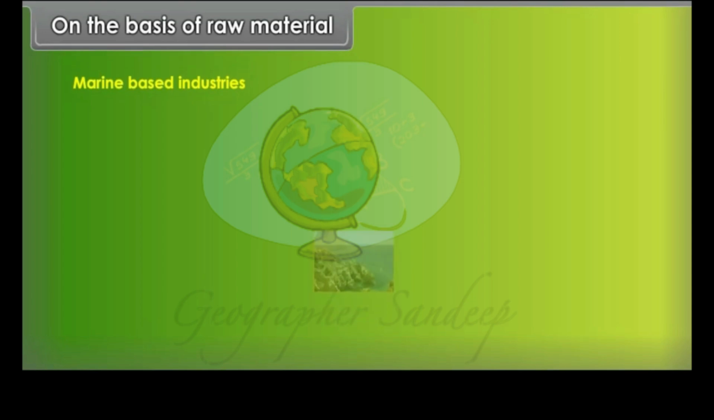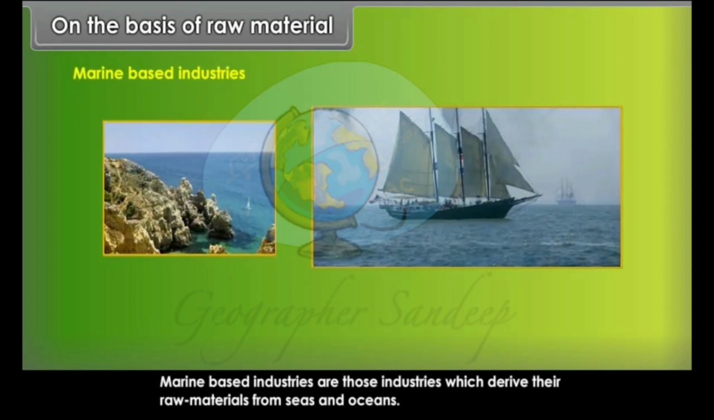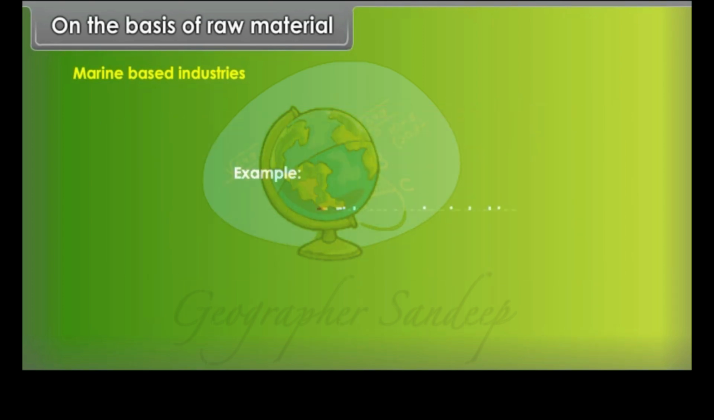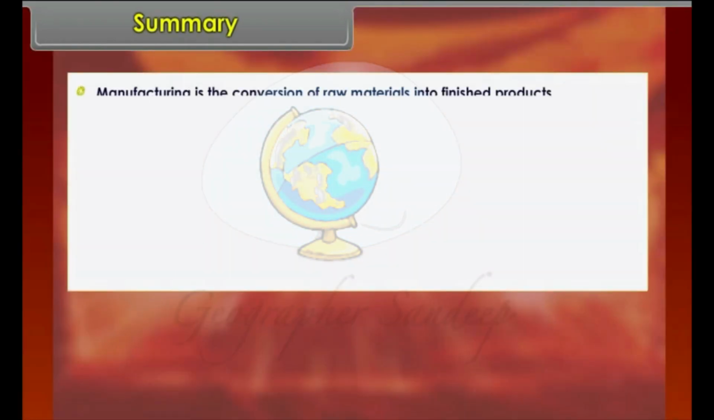Marine-based industries. Marine-based industries are those industries which derive their raw materials from seas and oceans. Example, fish processing industries. Summary. Manufacturing is the conversion of raw materials into finished products.